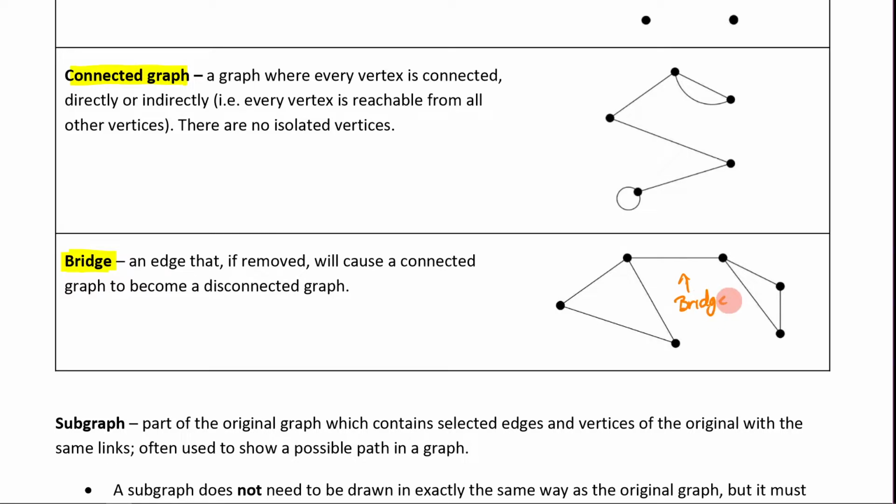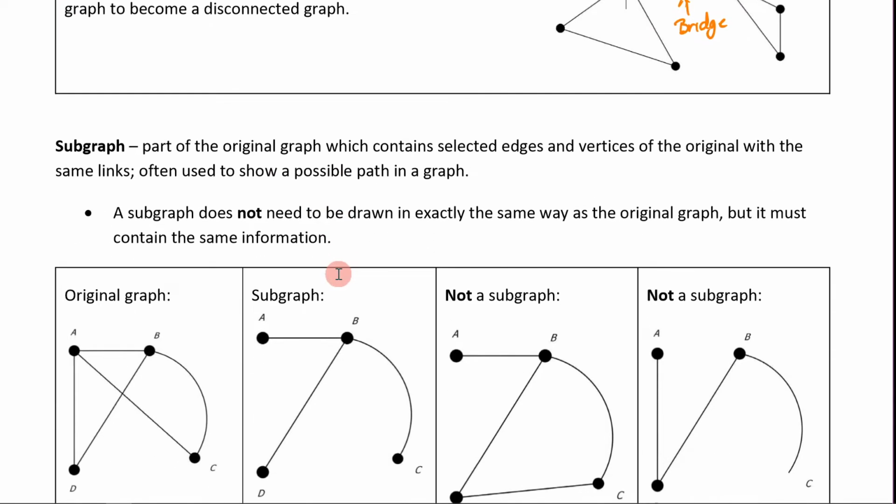So bridge, an edge that, if removed, will cause a connected graph to become a disconnected graph. So there it is right there. Perfect. Let's keep on going here.